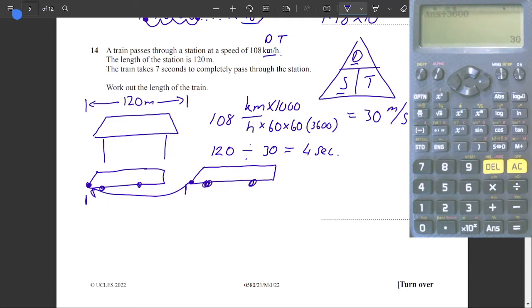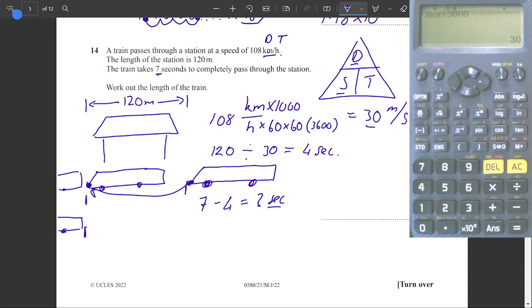Okay, but it didn't take the train 4 seconds to pass. It took it 7 seconds. So that means that 7 seconds is what it took from the nose to reach the edge of the station, and then for the back of the train to leave. So if this train continues, the back there. So how much extra time do we have? 3 seconds. So that was 7 seconds minus that 4 seconds. So now it's 3 seconds. So we got time, and we have the speed of the train, which is 30.